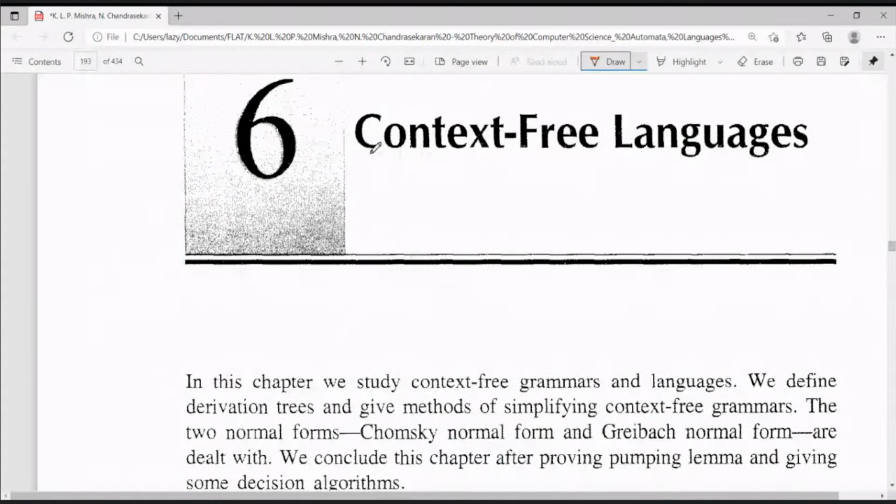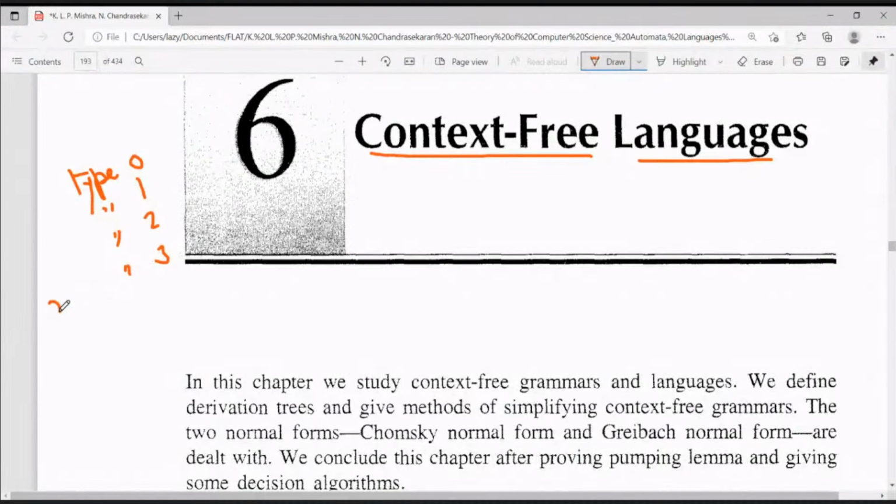Here, if you remember, what are the types we have? Type zero, type one, type two, type three. So what is type three? Type three is regular language. What is type two? What is type one? There are two. One is called context sensitive language, another is called context free language.